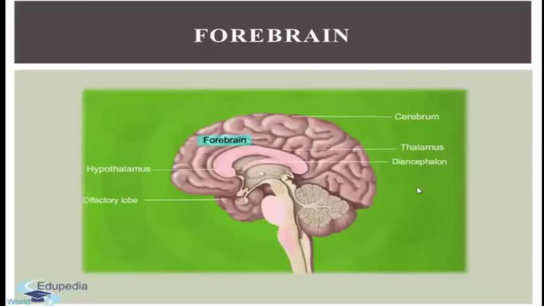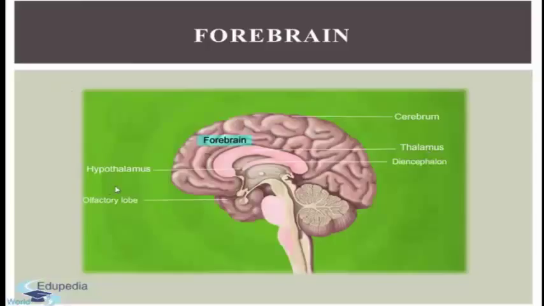Now we will discuss diencephalon. It lies concealed by the cerebrum. Diencephalon is distinguishable in two parts: thalamus and hypothalamus. Thalamus is concerned with relaying sensory impulses, except those of smell, and regulation of smooth muscle activity.